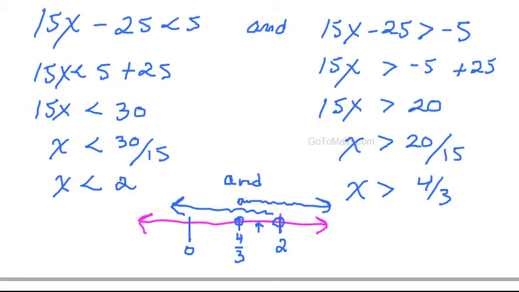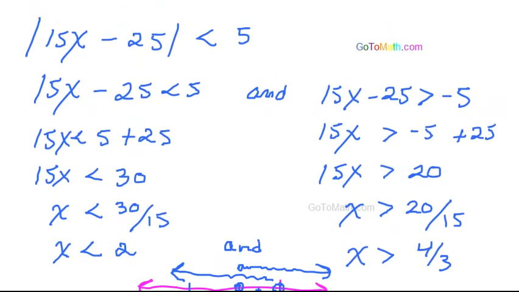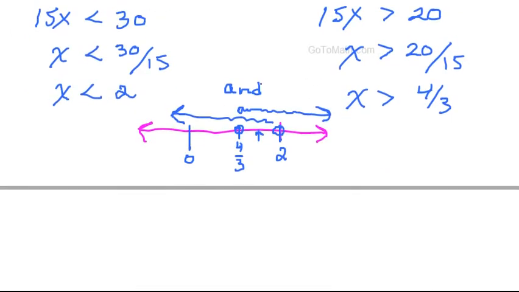See that? So we can't pick something like, for example, 0. 0 might be less than 2, but 0 is not greater than 4/3, right? And if we went up here and looked at that, if you plug 0 in right here, what are you going to get? Well, you're going to get negative 25, but the absolute value of negative 25 is 25, and 25 is not less than 5, so you can see that right there. So using AND means it must satisfy both this and this.